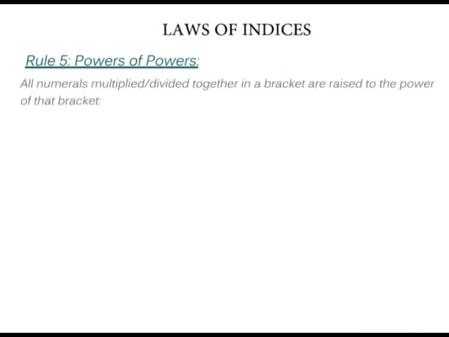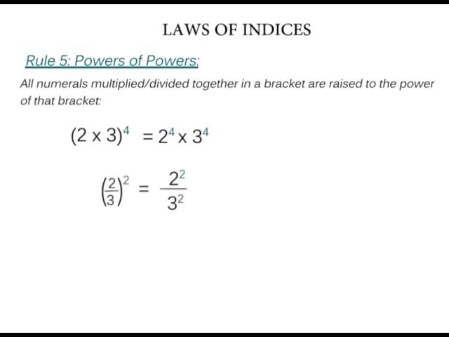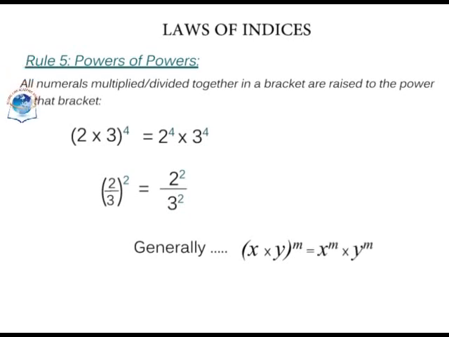Note that all numerals multiplied or divided together in a bracket are raised to the power of that bracket. So that 2 times 3, everything raised to power 4, means 2 raised to power 4 times 3 raised to power 4. 2 over 3, squared is equal to 2 squared over 3 squared. And so in general, x times y raised to power m is equal to x raised to power m times y raised to power m. And x over y raised to power m is equal to x raised to power m over y raised to power m.